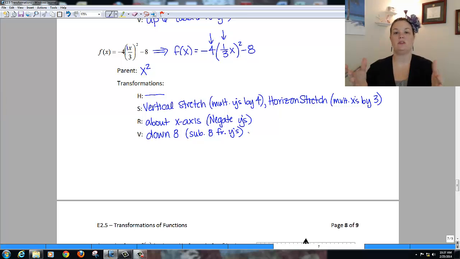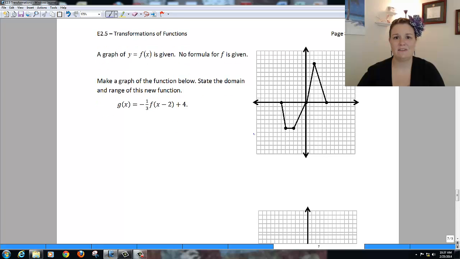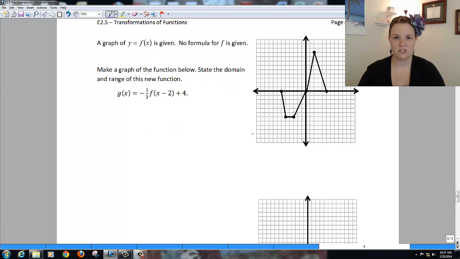Okay, now we've done these with the parent functions, starting with an XY table that we create for the parent functions and then modifying for each transformation. I want to do the same thing on this next one, but here they give us a picture. Instead of giving us a parent function, they give us a picture. If they give us a picture, we have to come up with the original points, just like we do on our parent, but we just use the points that are already on the graph.